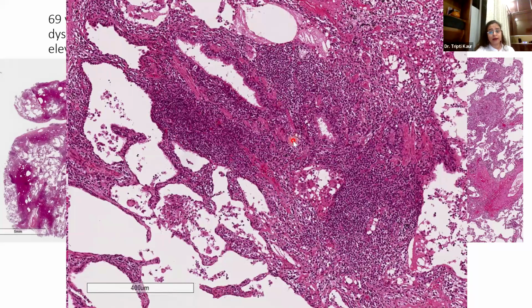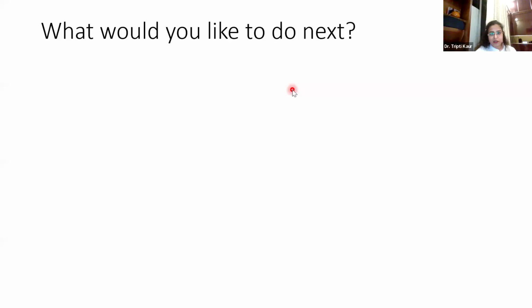Would you like to do anything about it? Can we do IF, immunofluorescence? We have to do IHC, not immunofluorescence. We have to do immunohistochemistry, right? Because I want to rule out lymphoma. What is this lesion called? Lymphoepithelial. Very good. Lymphoepithelial lesion.